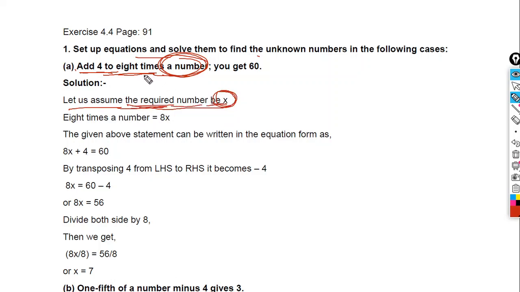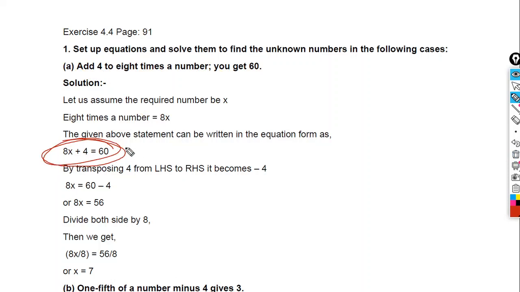Now what do we have to do? 8 times the number is equal to 8x. Add 4 to it, so then we will get 60. Therefore 8x plus 4 equal to 60. So this will be our equation. We have established the equation. Now we will move to the solving process.